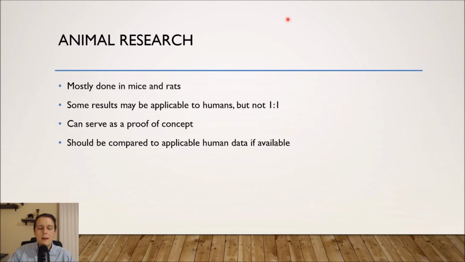And so it can serve as a proof of concept. It can be something that will help to lay the groundwork for doing future research in humans. And very frequently, especially in drug trials, drug companies will do studies in animals first to see how they work, and then they move on to humans once they show that, hey, there's safety and efficacy here. Okay, and then once you have that human data, you should be able to apply that back and see how synonymous it is, right? To see what the differences and the similarities are between the two.